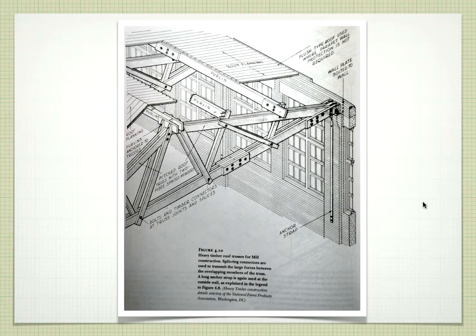So unlike light frame, where we have all the rafters and nothing on top, in this instance we have our trusses, but then we need something to span in between our trusses, so we're going to span it with a purlin, and then your roof planking is going to go in the opposite direction. So a little bit different than the light frame.